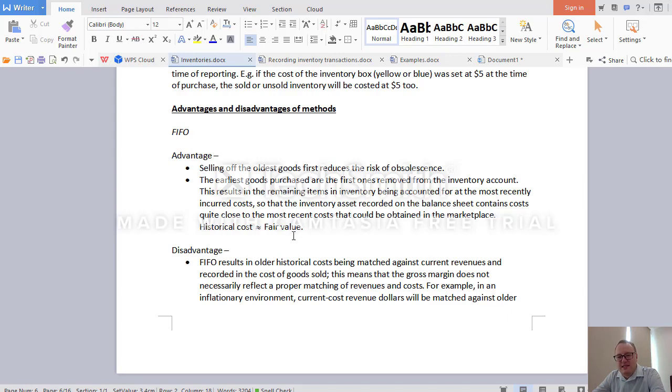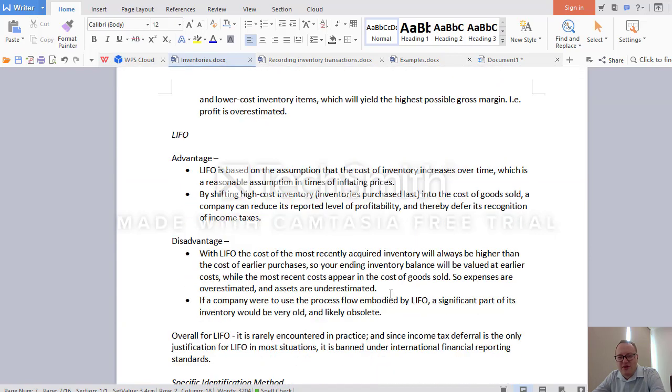The disadvantage is that there is no matching, and all the historical costs, the costs of these old inventories that you purchased first, are matched against current revenues. And so there is no matching and the values are distorted. LIFO is based on the assumption that the old inventories are cheaper than the most recent inventories. In other words, there is inflation, and this is, of course, a reasonable assumption.